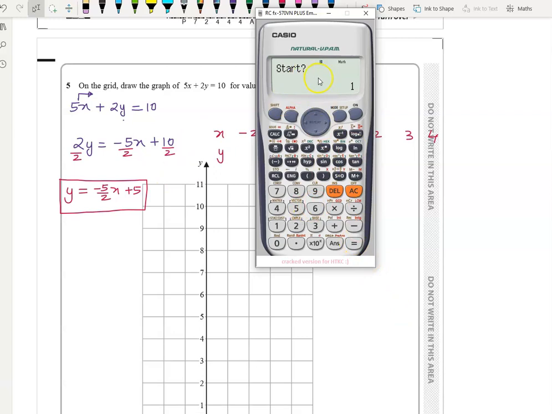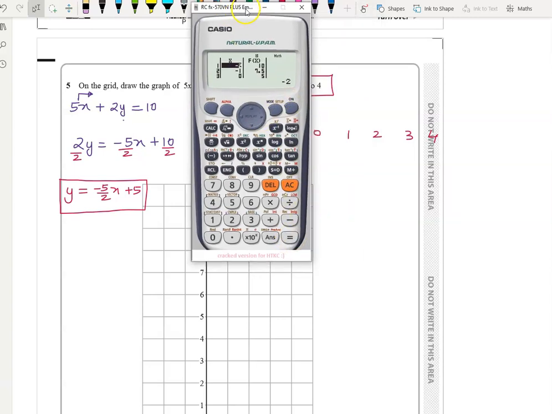It will ask you starting from what value. You want your values to start from minus 2. End at what value? You want it to end at 4. And step means you need all the values at a gap of 1. So you press equal and your table is ready.